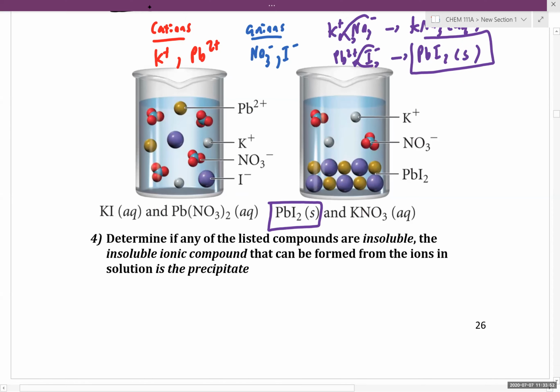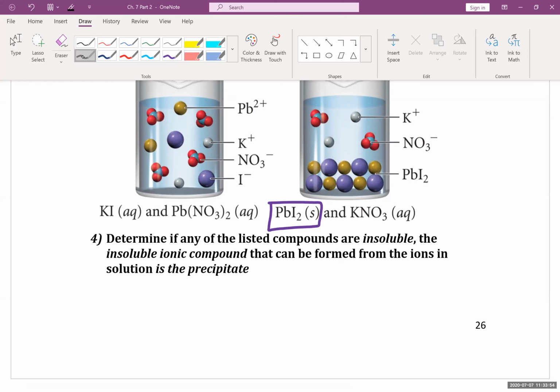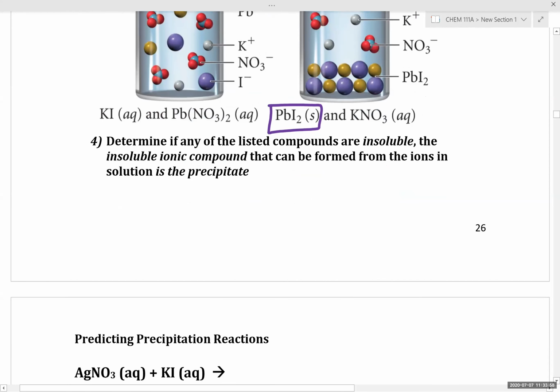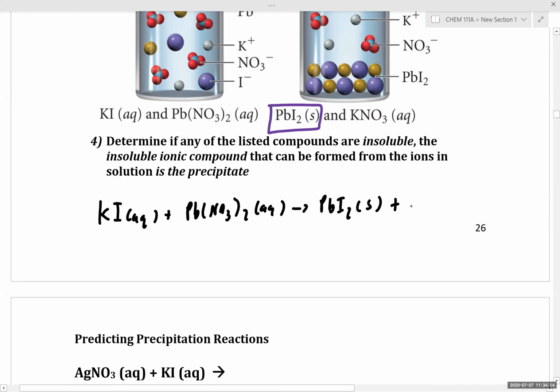So then, if a precipitate forms, we're going to write that out as our product. So we have potassium iodide aqueous plus lead nitrate aqueous leads to lead iodide solid. That's our precipitate. And then as a byproduct, we get potassium nitrate.